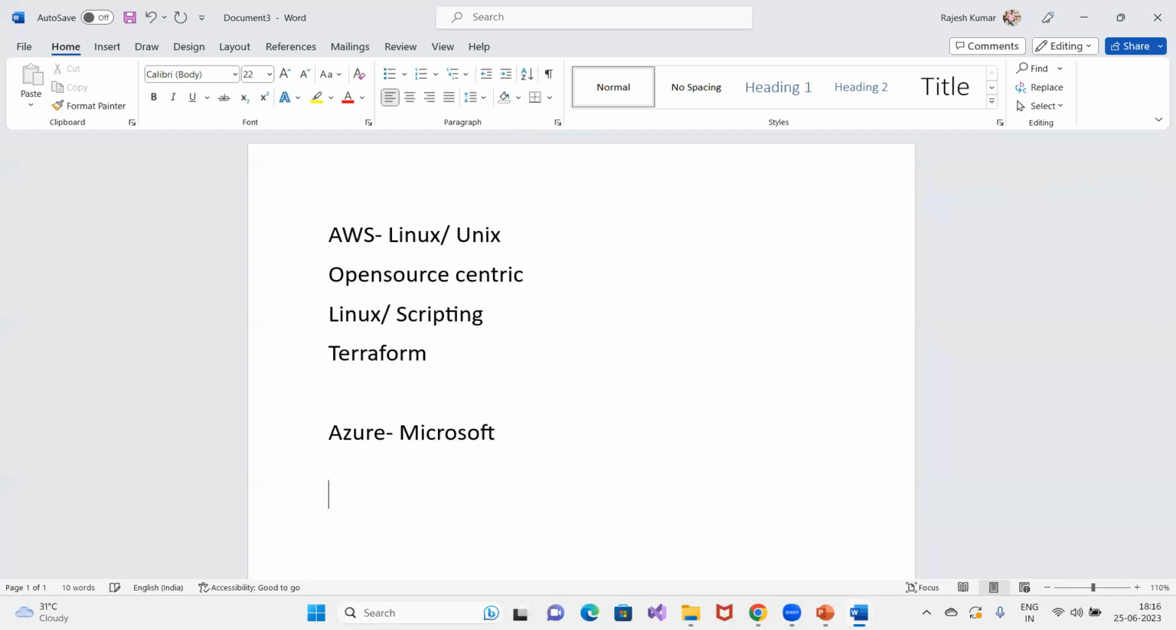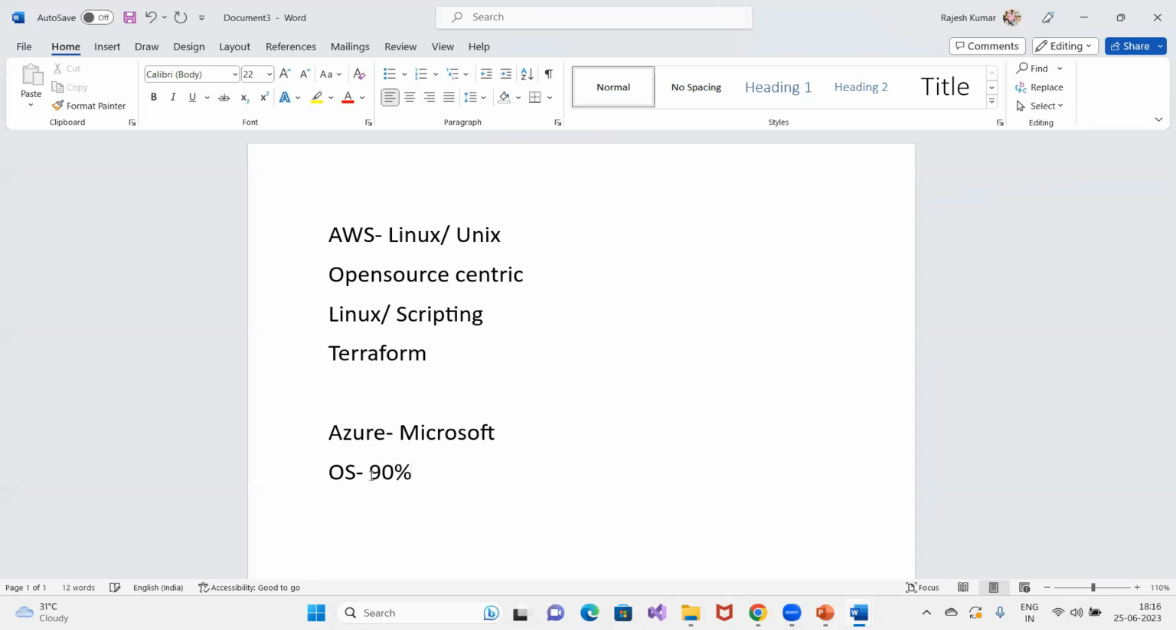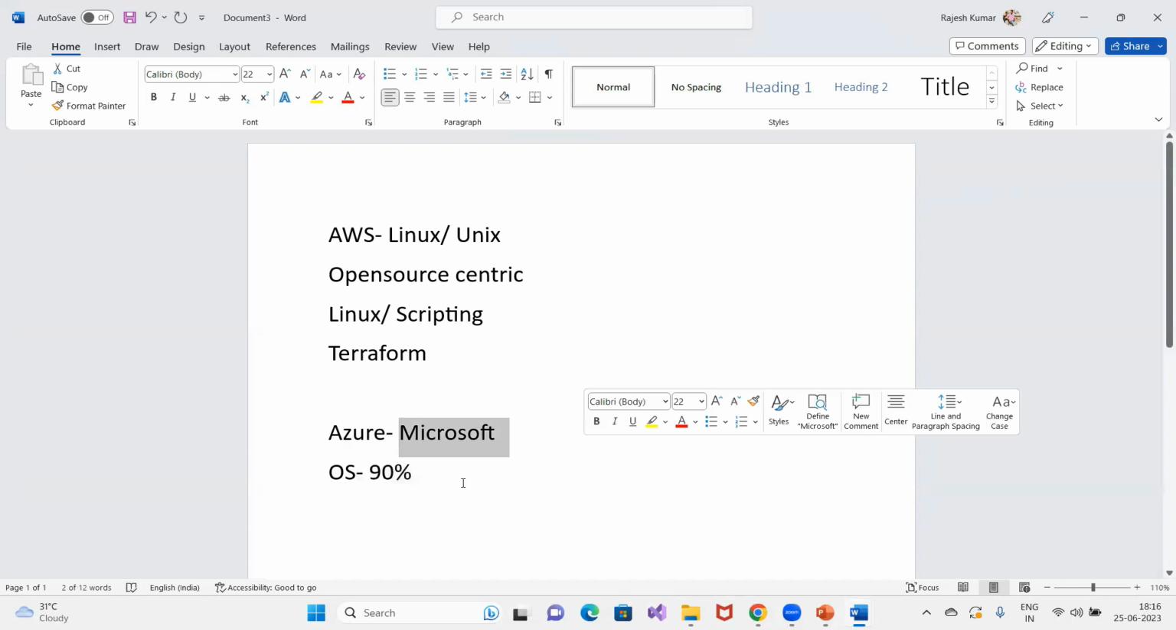It is the product of Microsoft, and Microsoft is the leader in the market in terms of their operating system. In terms of the graphical user interface operating system, Microsoft is the leader of the market, you can say. In the world, around 90% of the companies are using their Windows. Even you guys are also supporting the Windows platform: Windows 8, Windows 10, Windows 11, Windows Server. So 90% of the companies are dependent on Microsoft for their Windows.